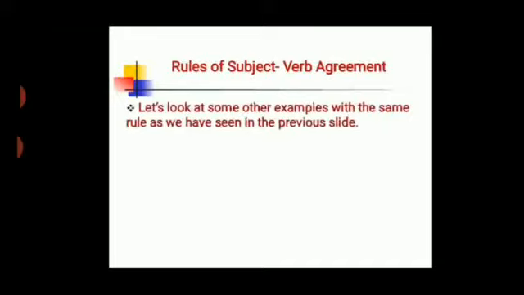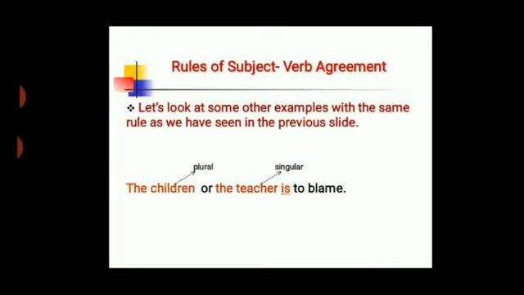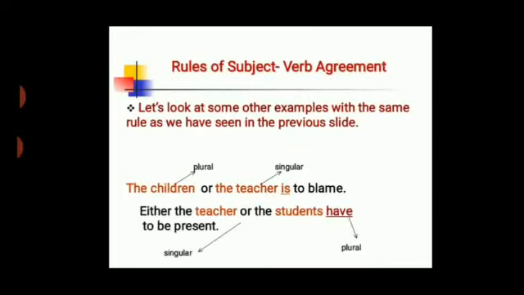Let's look at some other examples with the same rule as we have seen in the previous slide. For example, the children or the teacher is to blame. Or, either the teacher or the students have to be present. In this case, teacher is a singular subject, whereas students is plural. The verb, according to the rule, has to agree with the subject closest to it. The closest subject is students, so have is used.